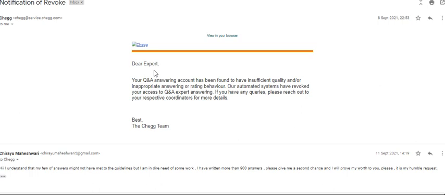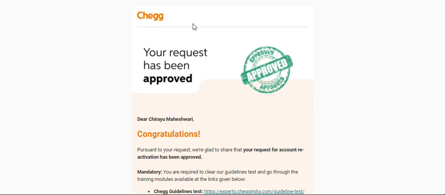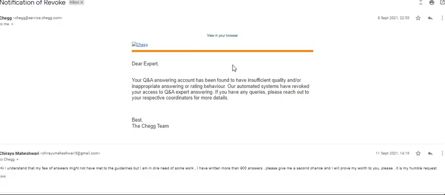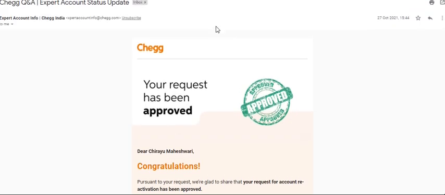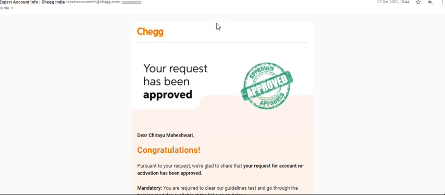Most likely, they will look at your profile, the number of questions you have solved, how many upvotes you have got, and the time frame where your quality deteriorated. After a lot of inspection, they will decide whether or not to activate your account. I was a bit lucky, and they activated my account again. I sent them this mail on 11th of September, and after around 1.5 to 2 months, I got a mail from Chegg that my request for reactivation had been approved.